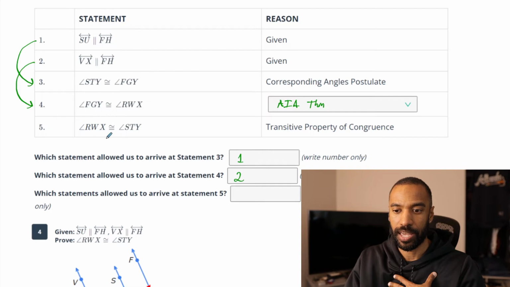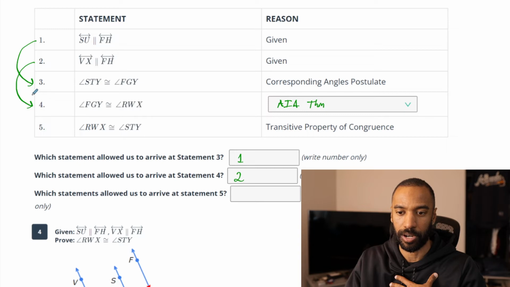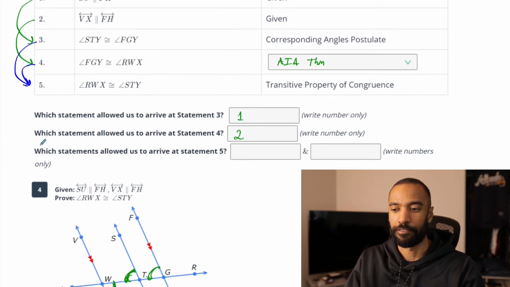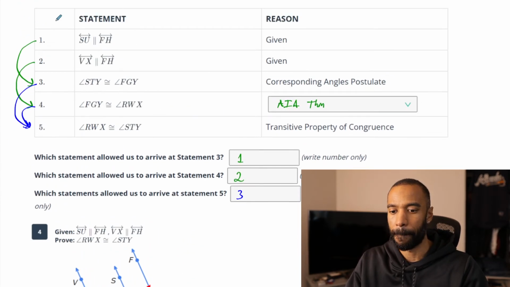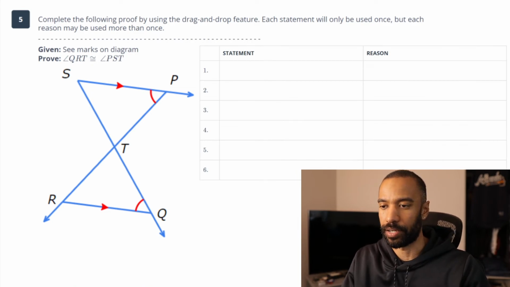What we need to say is, how was the statement built? Which was saying, well, this was congruent to FGY, and this was congruent to FGY, so I guess these two are congruent to each other, STY and RWX. Because of statements 3 and 4, we could make statement 5 right there. So 3 and 4. So that is the end of that part there. And again, that's really just the arrow drawing bits, and that's just a nice way to answer and bring that up. Okay, last one here.